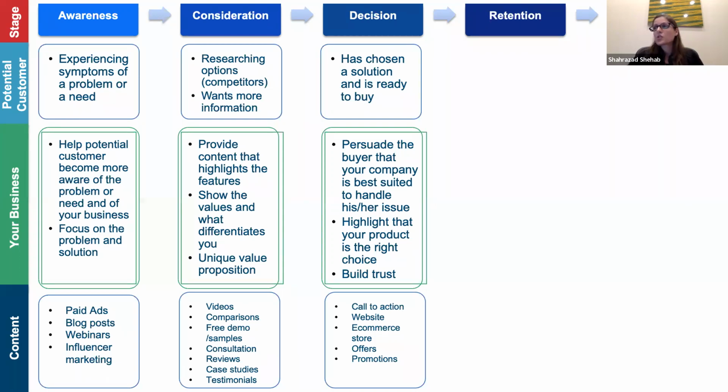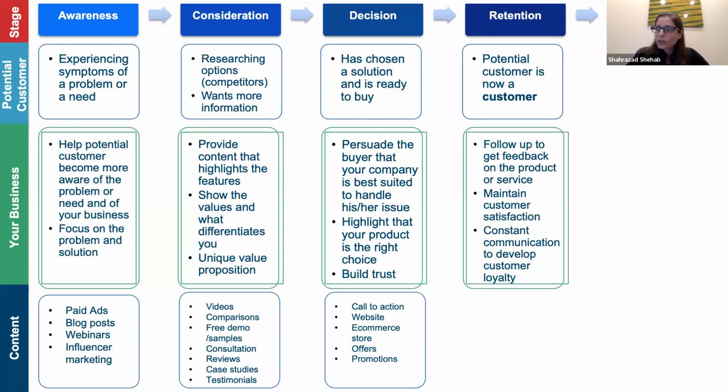After the decision stage, we have the retention stage. This is where your potential customer is now a customer. The purchase is done and you have a customer now. Your content or your business should focus on following up to get feedback on the product or service so you can improve.